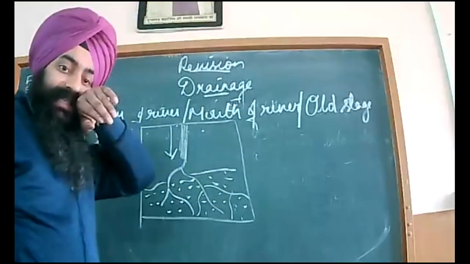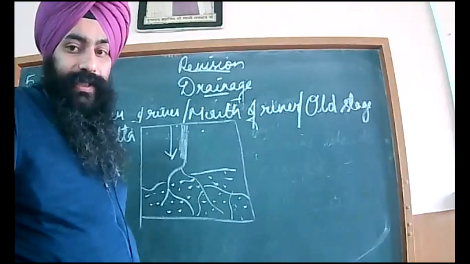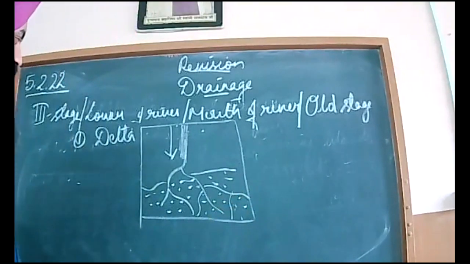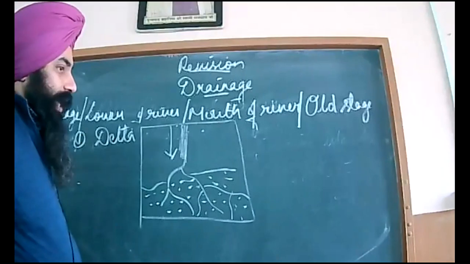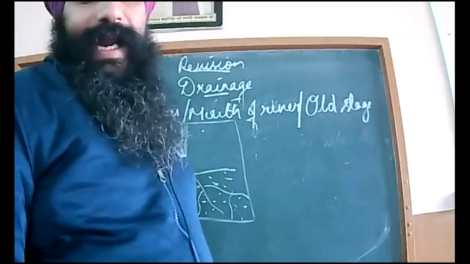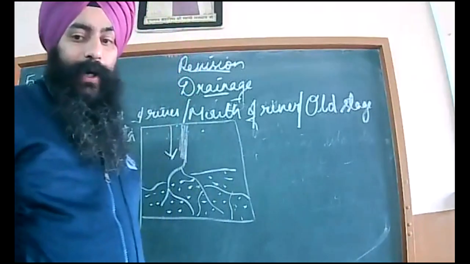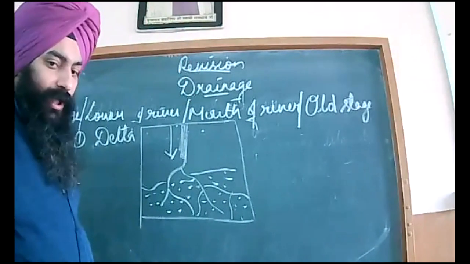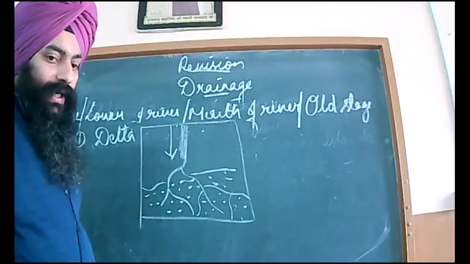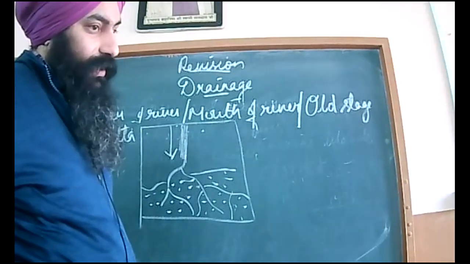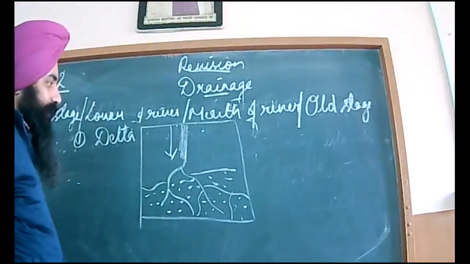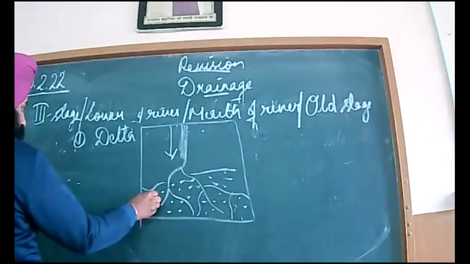Tributaries means when the smaller streams of water join together to form a larger river. That larger stream is known as a tributary. In the lower course, the river develops distributaries, which will come later. So when the river reaches its mouth, it can't carry the heavy load of sediments, silt and sand, which are deposited at its bank. Due to this deposition, a landform comes into existence, known as a delta.